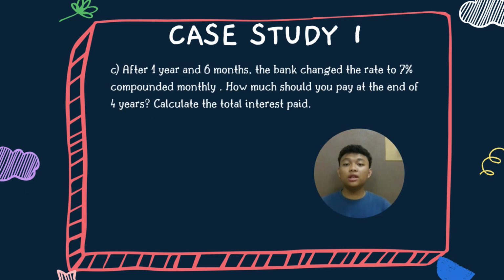And this is for the C question. After 4 years and 6 months, the bank changed the rate to 7% compounded monthly. How much should we pay at the end of 4 years? So we need to calculate the total interest paid.